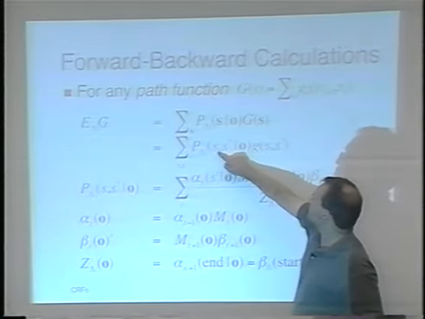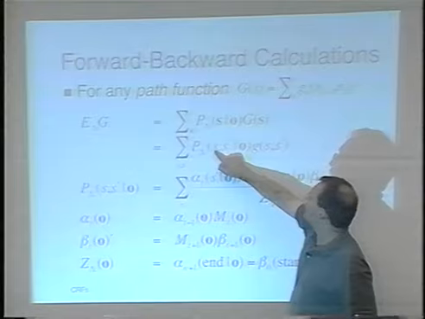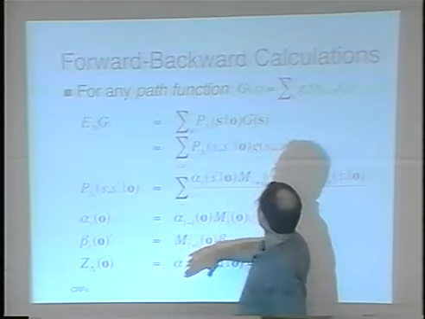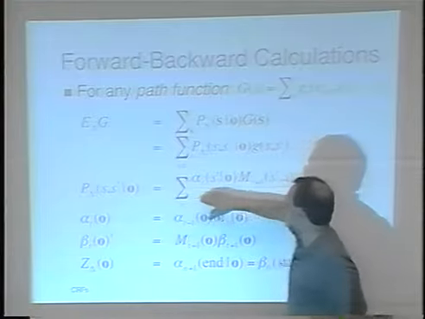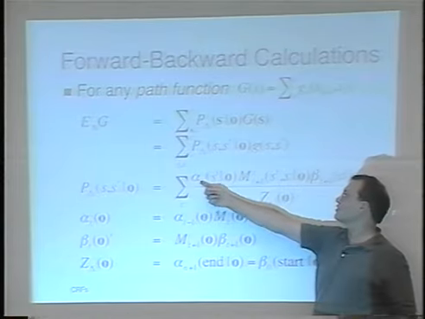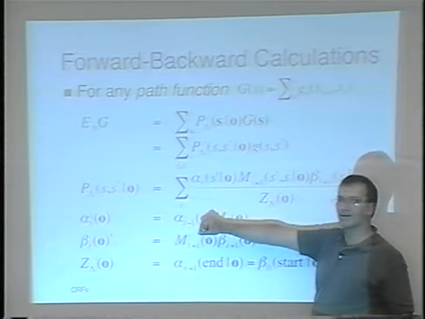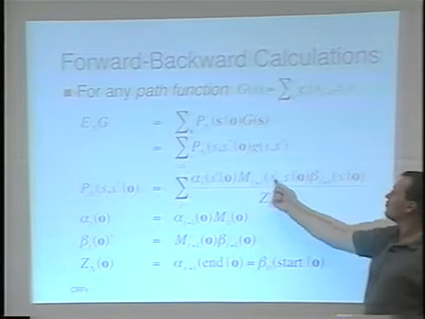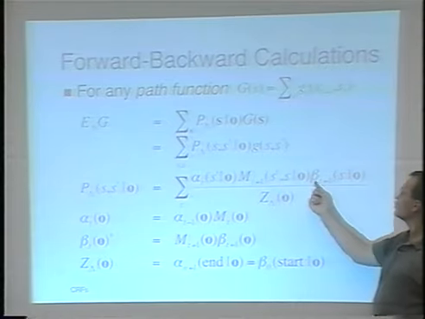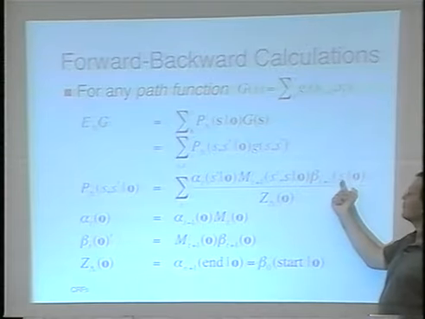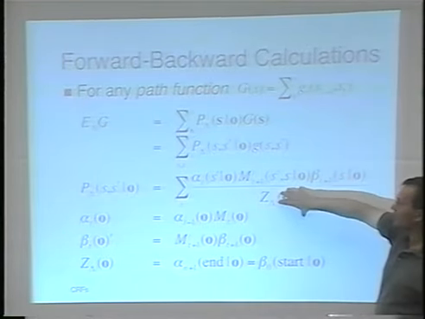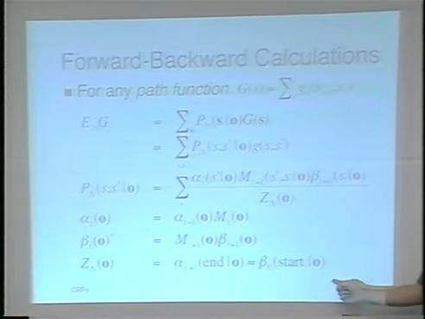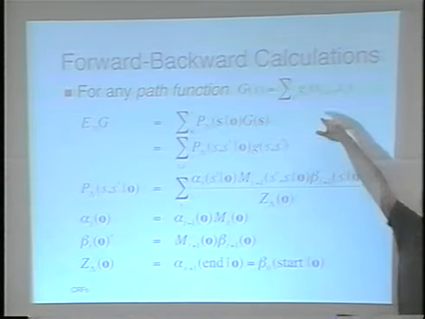Here the probability of going from S prime to S at position T is given by this, where this is the forward probability. It's not really a probability, it's a forward score of S prime. This is the matrix between S prime and S, and this is the backward score of S. And all of this has to be divided by the normalization. The normalization itself is also computed by forward-backward, because that's a particular case of something of this type.